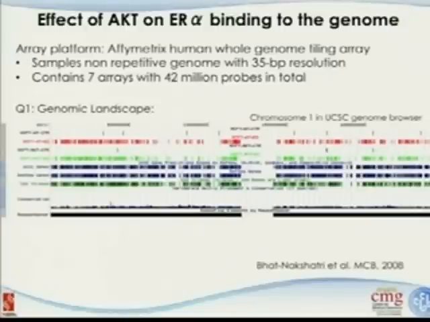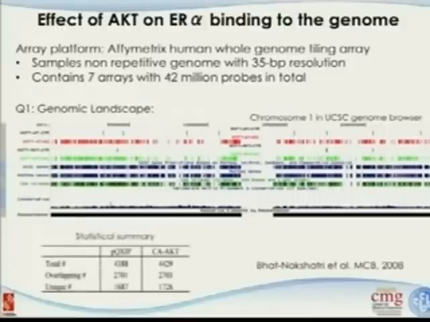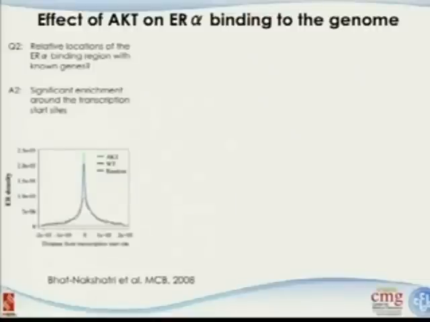The same thing happens with the AKT treated samples after the estrogen treatment. There are some basic summary statistics: we found about 4,000-something new binding sites come out after estrogen treatment, and there's some overlap, and I'm not going to go into the details. But this is the first question, the genome-wide binding patterns of estrogen receptor.